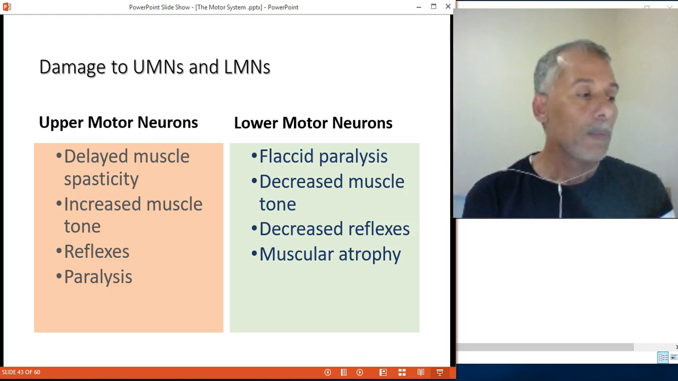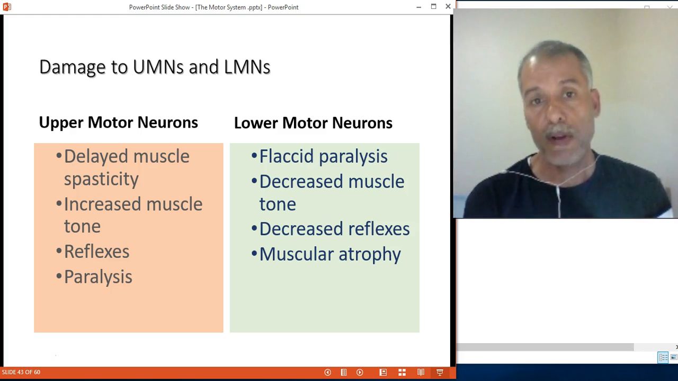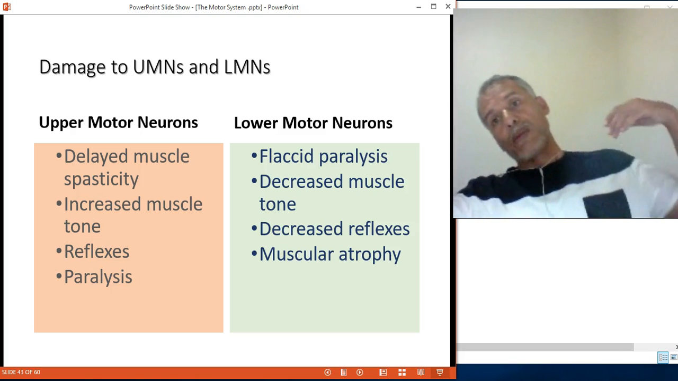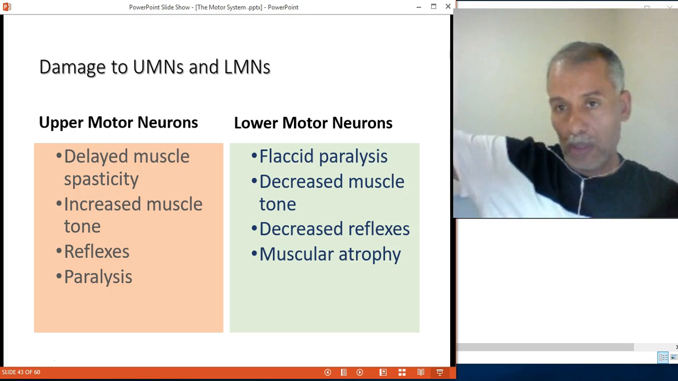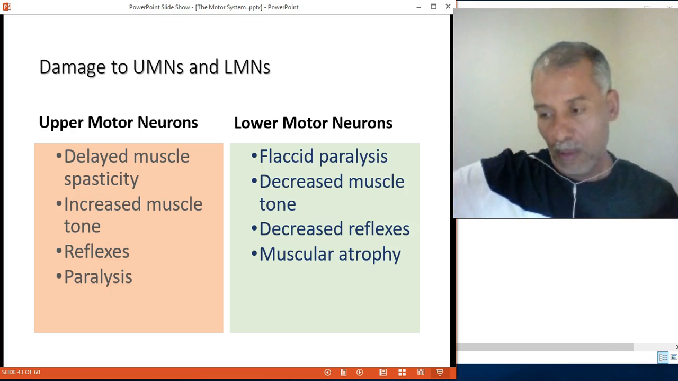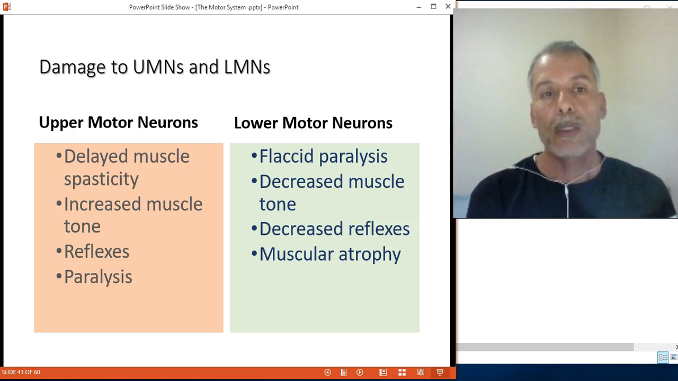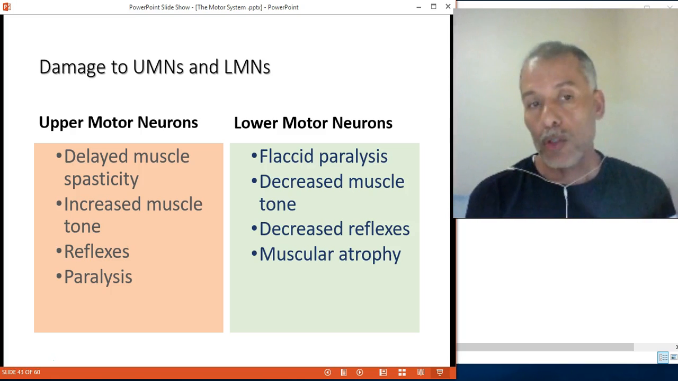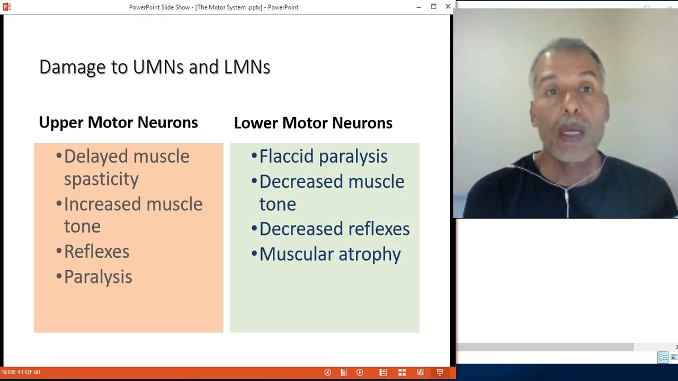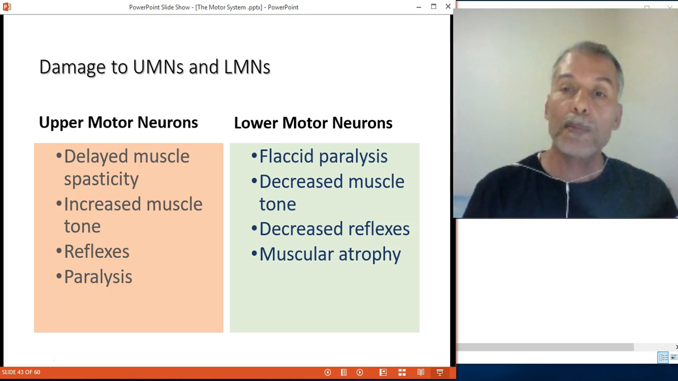Lower motor neurons: the person will have flaccid paralysis, like very hypotonic, the arm would be hanging down, basically you can't move it at all. There's no spasticity. Decreased muscle tone and decreased reflexes. The reflexes that adults should have, for example, the knee jerk, might be gone. Muscular atrophy, that the muscles themselves shrink, because if you don't activate the muscles, this is what they do.